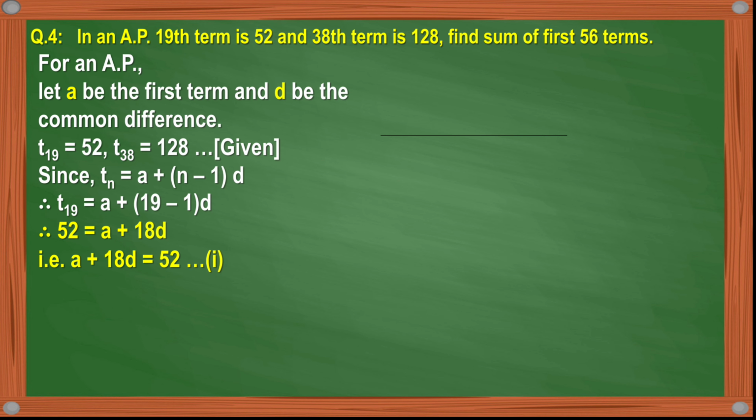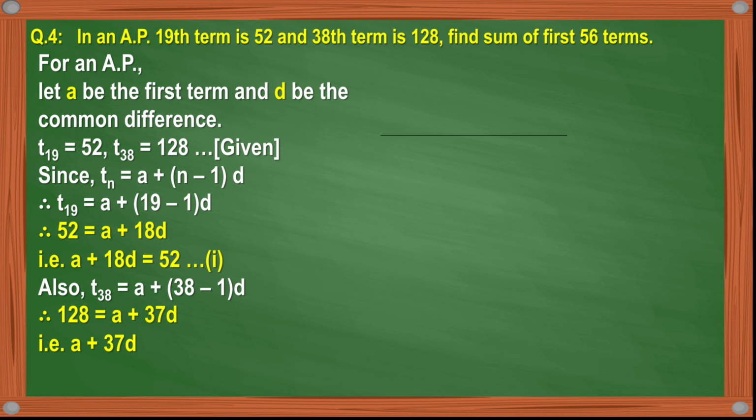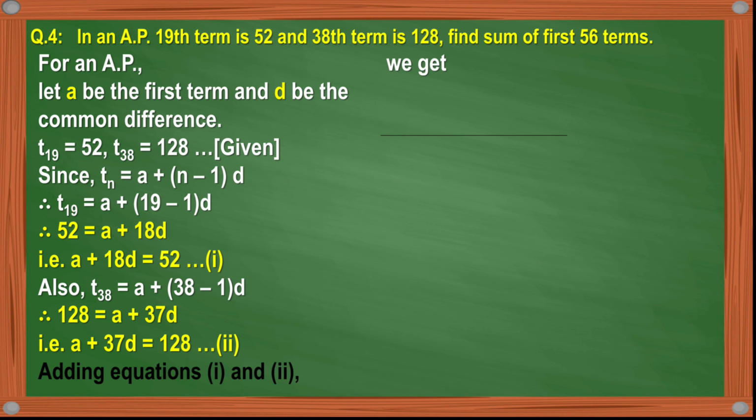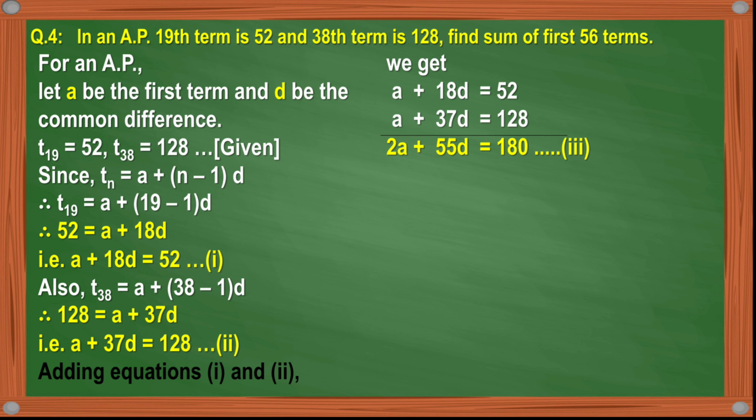So you can see it is a linear equation having two variables, A and D. In the same way, we are going to use the value of T38 to make the next linear equation. So it will become A plus 37D equals 128. Now we'll add equations 1 and 2. We'll write the equation. After adding, you will get 2A plus 55D equals 180.